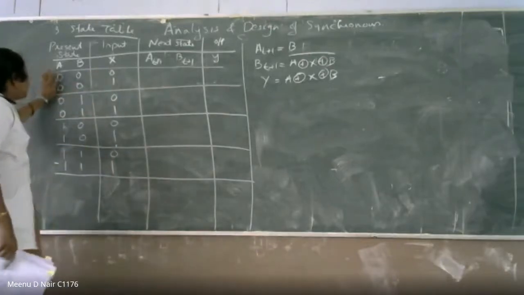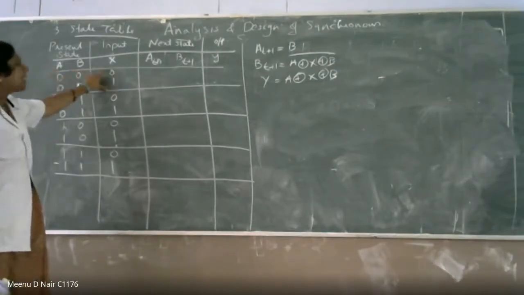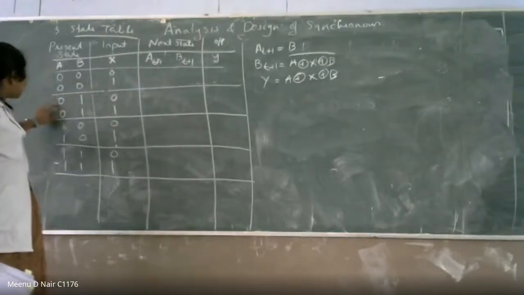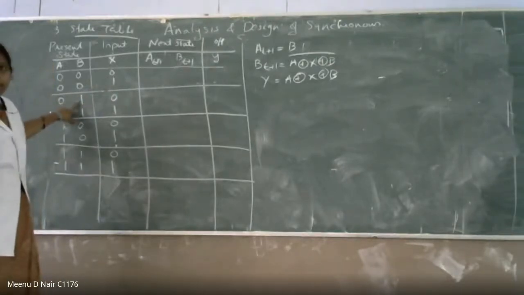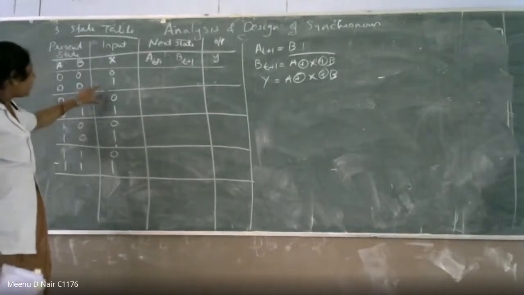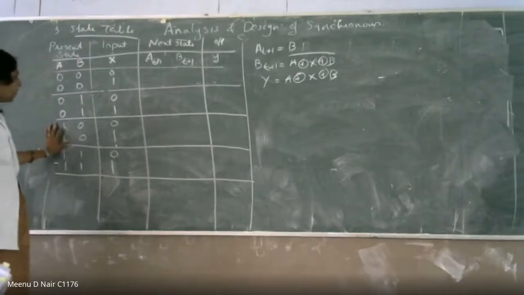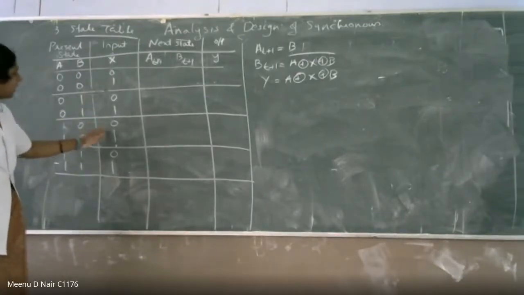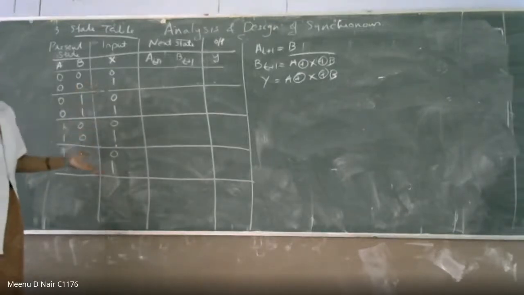Okay. First condition, you are considering A equal to 0, B equal to 0, and the input X can be 0 or 1. That is your first combination. Second combination, you consider A is equal to 0, but B is equal to 1. In those conditions also, you have two inputs, 0 and 1. Then third condition, A is equal to 1, B is equal to 0. In that case also, X has 0 and 1. Then what about the fourth condition? Both the present states are 1, but the input can be 0 or 1.